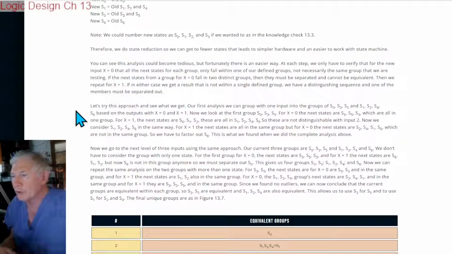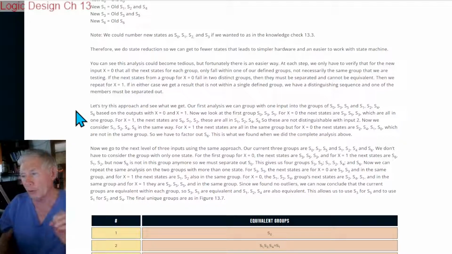Okay, so you can see that this analysis could become tedious, but fortunately there's an easier way. At each step, we only have to verify that for the new input x equals 0, all the next states for each group only fall within one of our defined groups, not necessarily the same group that we are testing. And if the next states from a group for x fall into 2 distinct groups, then they must be separated and cannot be equivalent. And then we can repeat for x equals 1. And if in either case we get a result that's not within a single defined group, we have a distinguishing sequence. So that's kind of what we did.